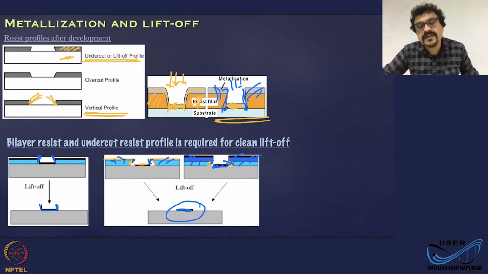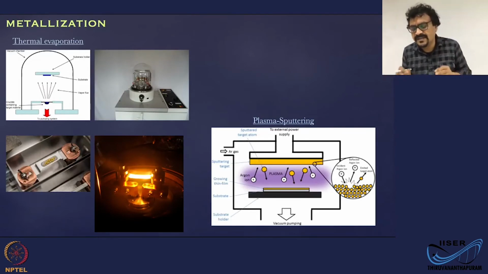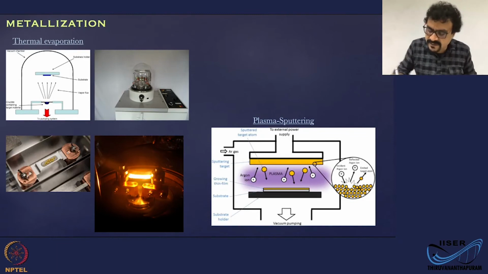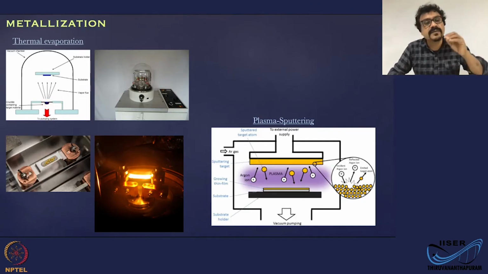Now let us very quickly overview the metallization process. Metallization is a very simple process to understand. What you have is a source which is going to look like something shown here. It's like a boat or a basket, where you can keep the metal that you want to put on the substrate. Then you heat it using a high current running through this basket.